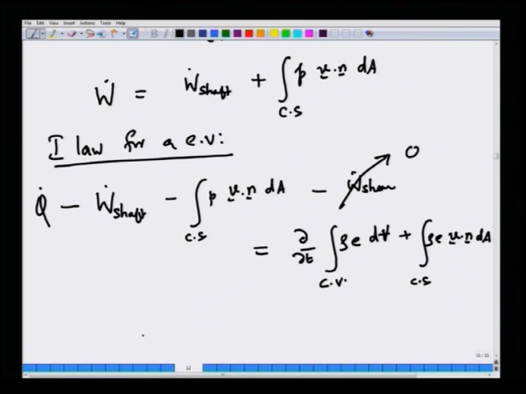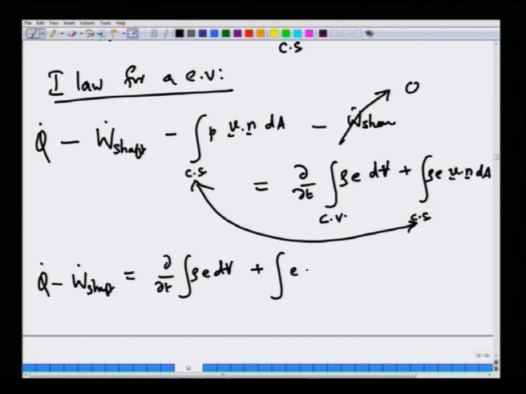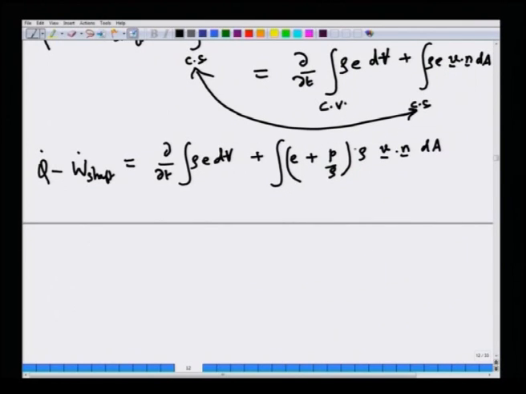Now, if you look at these two terms, they are identical. So, I can bring this term out here to write Q dot minus W dot shaft is d dt integral rho e dV plus integral of E plus P by rho times rho V dot n dA. This is something I can do by just multiplying and dividing by rho. I can do this very easily.